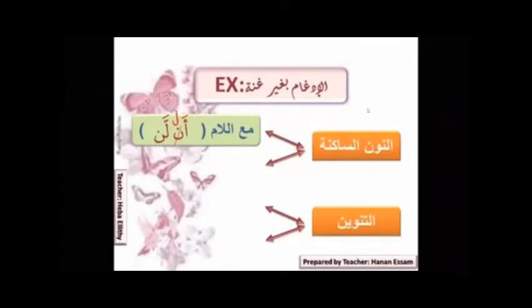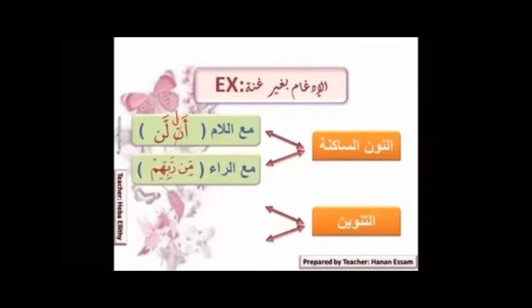Next example here, which is مع الراء النون ساكنة. مِر ربهم, مِر ربهم. Same thing. I take this noon away and I put instead of it letter را. مِر ربهم, مِر ربهم. Okay.